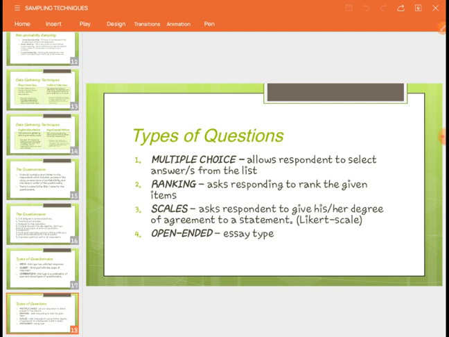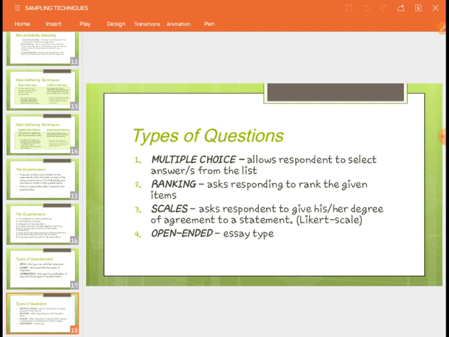Sa types naman of question, kanina questionnaire, ngayon questions naman. We have multiple choice. Ayan, alam naman natin kung ano ibig sabihin ng multiple choice. Ranking. So, ask respondent to rank the given items. Halimbawa, meron kang research about foods. Tapos yung nakalagay na rank is kung nagustuhan niya, hindi masyado, hindi talaga, or never, mga ganyan. So, di ba nakarank yun? And it also signifies scales. Ask respondent to give his/her degree of agreement to a statement, or yung tinatawag natin na Likert scale.